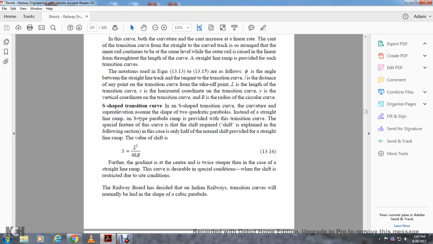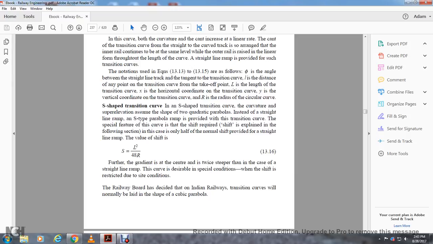The S-shaped transition curve. In the S-shaped transition curve, the curvature of the superelevation is assumed with the shape of two quadratic parabolas inside, with the straight line ramp. The S-shaped parabola ramp is provided with the transition curve. The special feature of the curve is that shift is required. In this case, only half the normal shift is provided with the straight line ramp. The value of shift is S equals L squared divided by 48R, or with the further gradient centered with twice the sleeper curve with the straight line ramp.